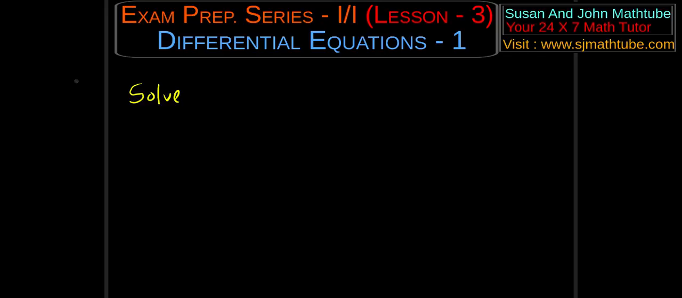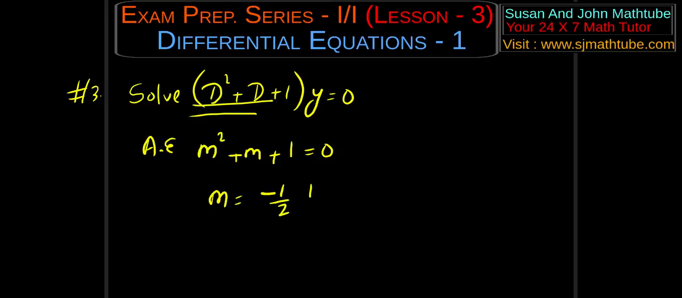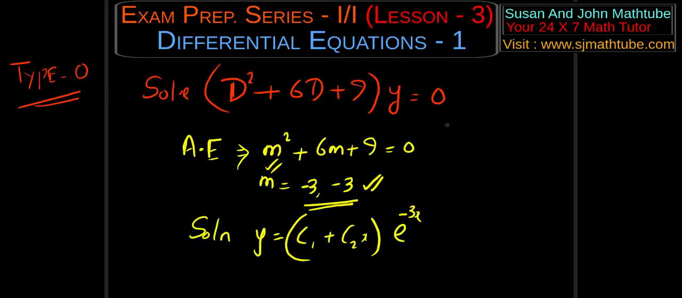So they're asking solve. Okay, so the first thing to do is you write the auxiliary equation. So how do you write the auxiliary equation if it is in the standard form? Yeah, m square plus m plus 1 equal to 0. Now use a calculator, you'll get the values minus 1 by 2 plus or minus i root 3 by 2. So this is the last possibility, that is the roots are in the form alpha plus or minus i beta.